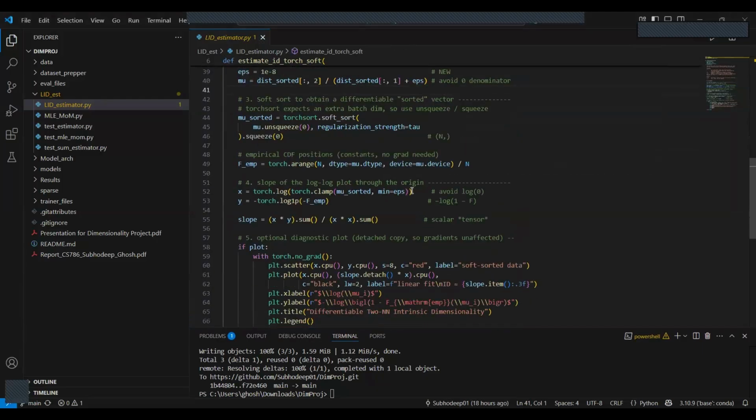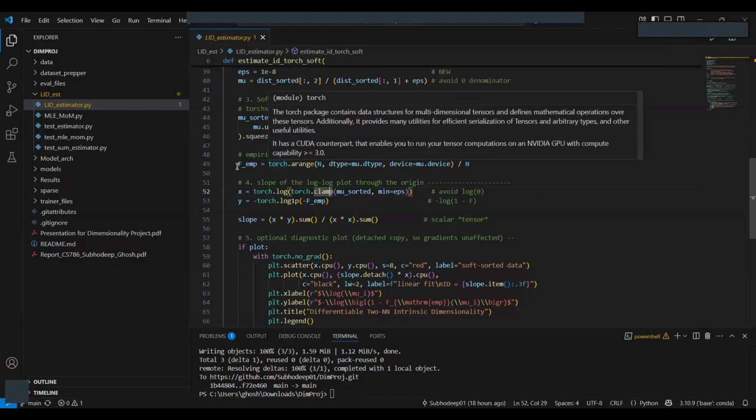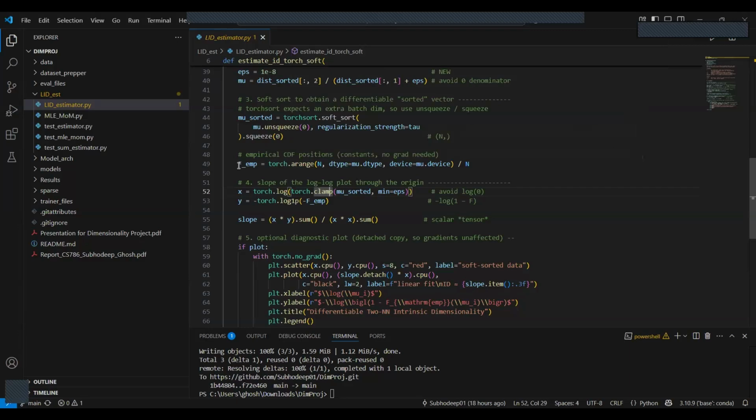Then it uses something, so this is the inverse logarithmic ratio. Then it uses something called soft sort, which is essentially a continuous sorting instead of discrete sorting. So this allows backpropagation, because discrete sorting won't allow backpropagation. Continuous sorting allows backpropagation. And using that sorting, we can get this CDF.